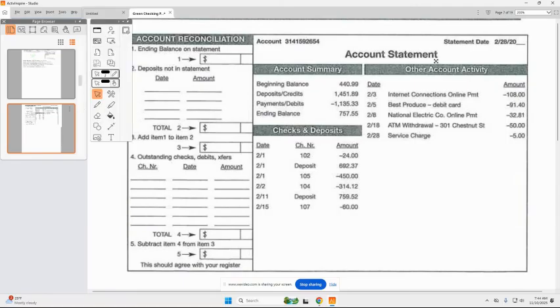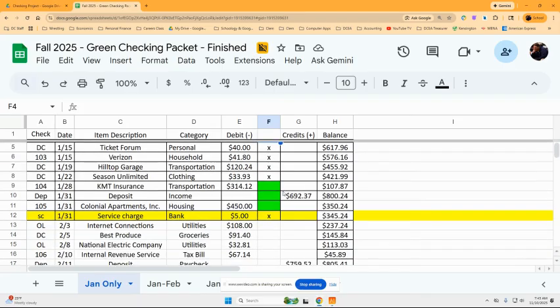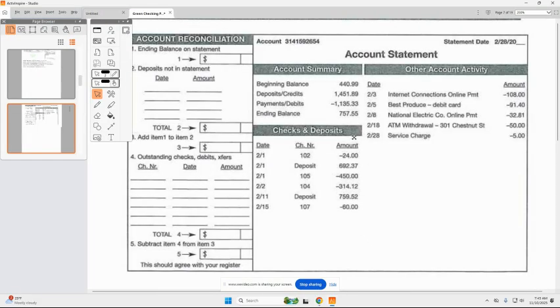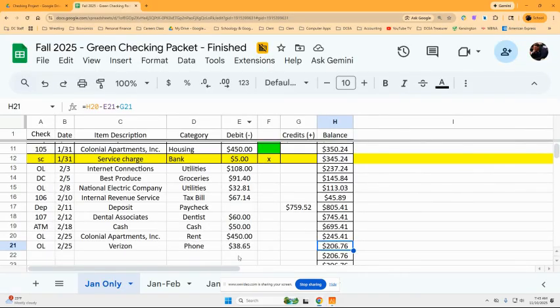We've got the bank statement that shows up saying this is what the bank thinks we've got going on. We go back to our transactions and we go look and say, well, here's what we think we have going on. We think we're sitting here at $206.76. The bank thinks we're at $750. Those two numbers are significantly different. So we're going to have to figure out what transactions between here and here match up with what we got going on.